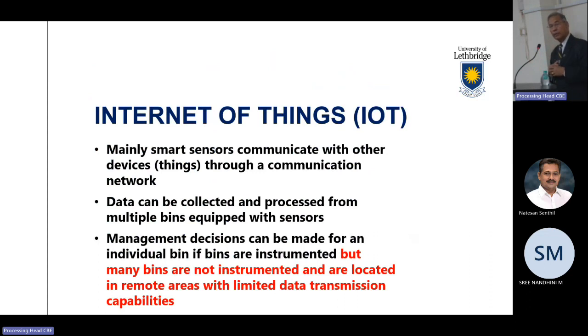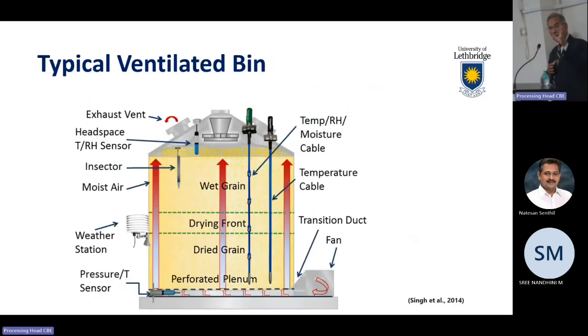I think the next slide shows some examples of the different types of sensors you would see in the bin. In this case, it can monitor the drying front going through the grain mass. It can also monitor the moisture and humidity conditions. There's an insector there which monitors the number of insects in the area. So if you want to know the insects distributed throughout the bin, you would need many insectors, for example.